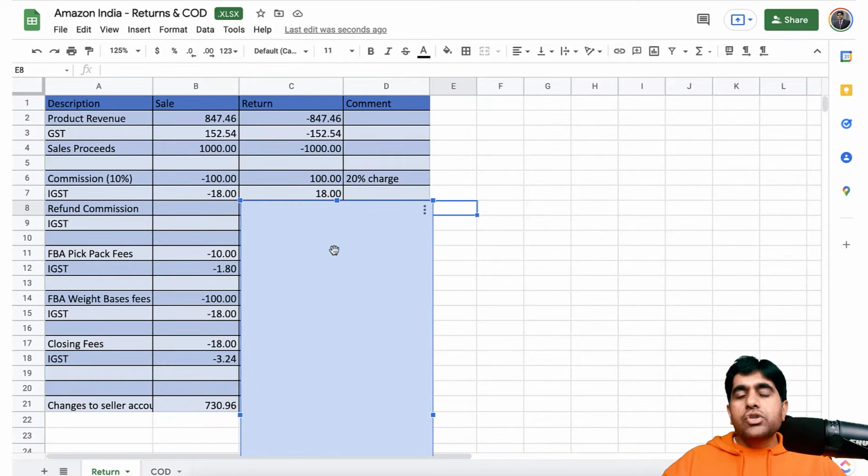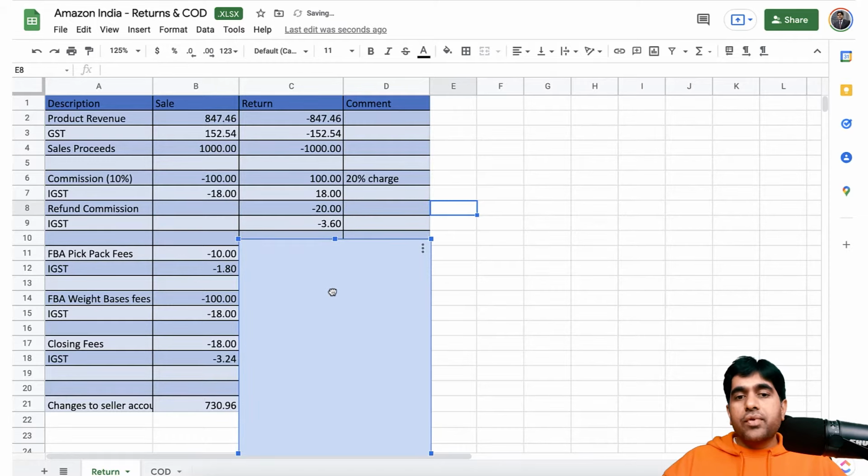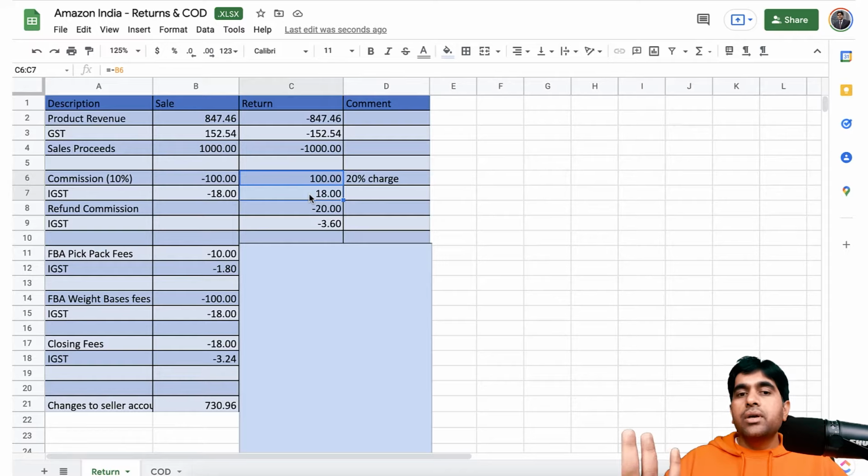Again, the good thing, at least from Amazon side, which you have to appreciate, is that Amazon actually pays you 80% of the commission back, so they only charge 20%, right? So in this example, Amazon is basically reversing the full commission, but they charge like 20% of the commission even in case of returns, right? So that's something you have to keep in mind.